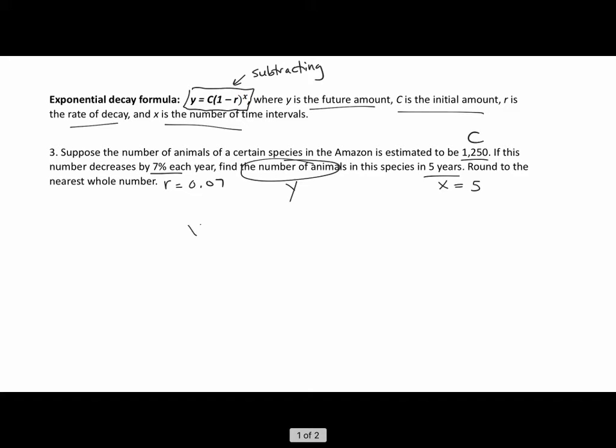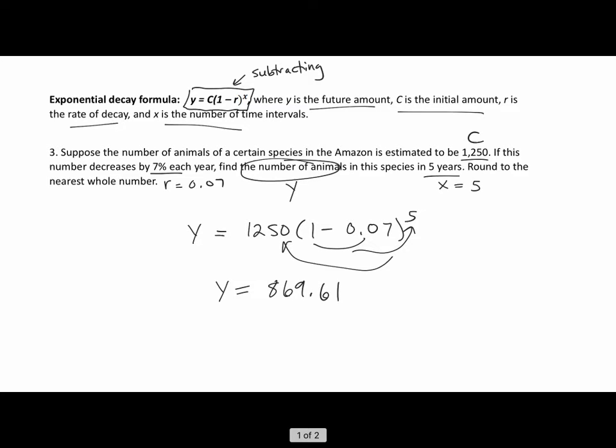Okay, so the future amount is the current amount times 1 minus the rate, because they're decreasing, raised to the time interval of 5 years. So if you want to put that in your calculator just the way it is for a graphing calculator, if you're using scientific, you have to do 1 minus 0.07, raise that to the 5th power, and then multiply by the 1250. So we should get 869.61. And it says round to the nearest whole number, so I will.